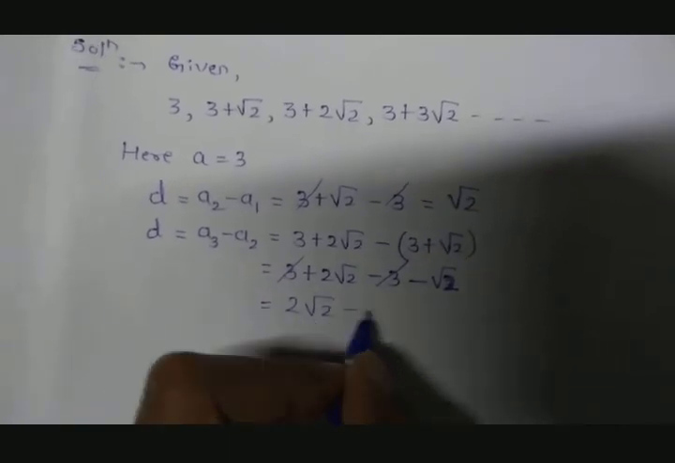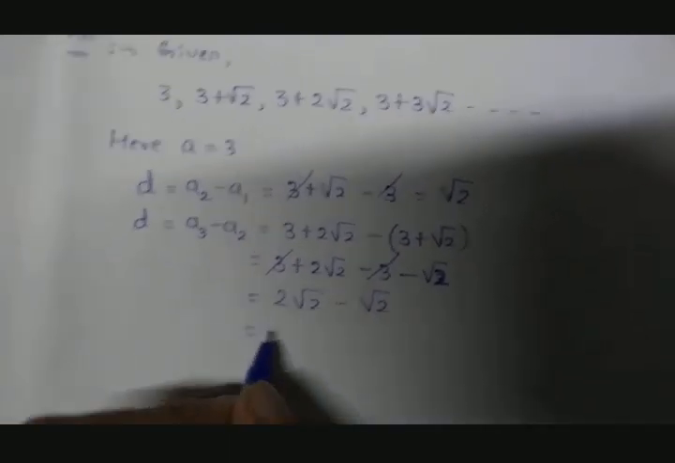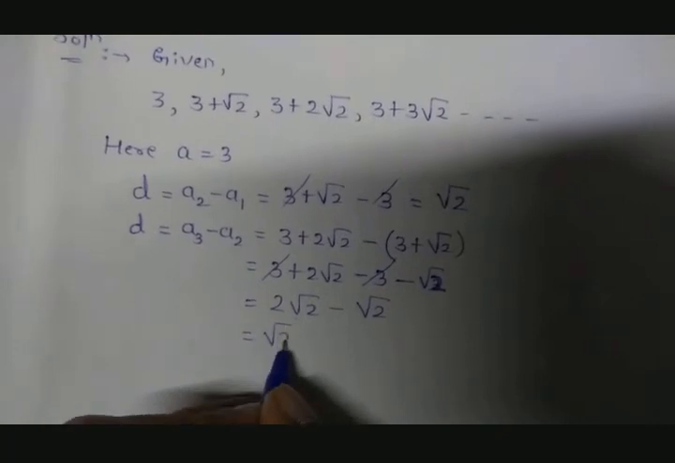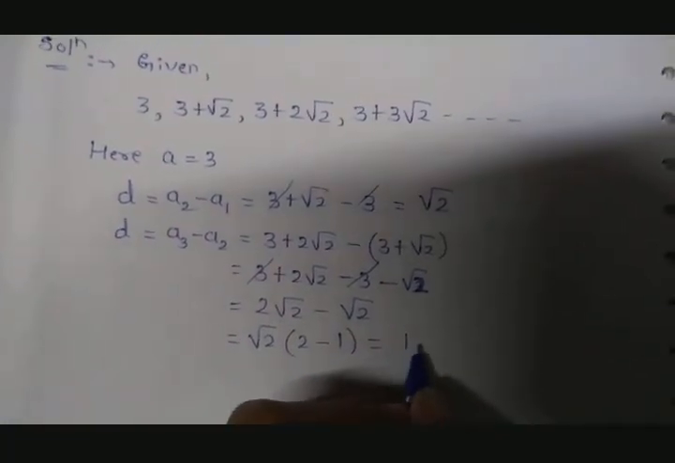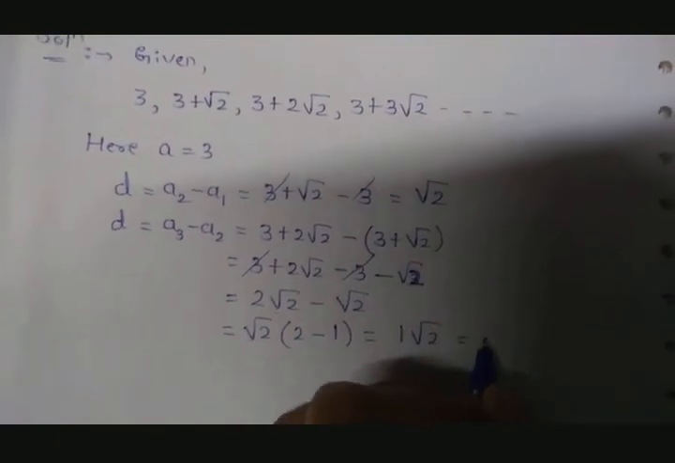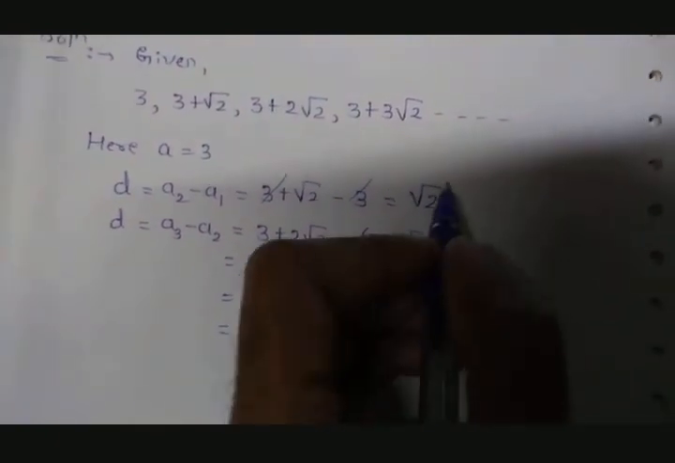2 root 2 minus root 2. Since root 2 is common, we can take root 2 common. We are left with 2 minus 1, which is 1 into root 2, which is root 2. Now we got the same value as the common difference.